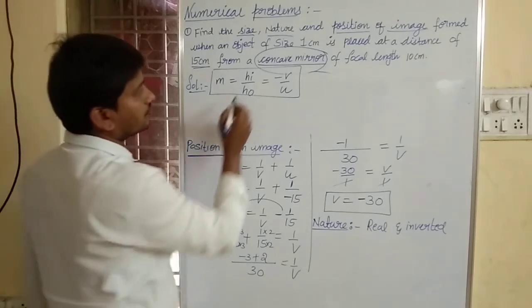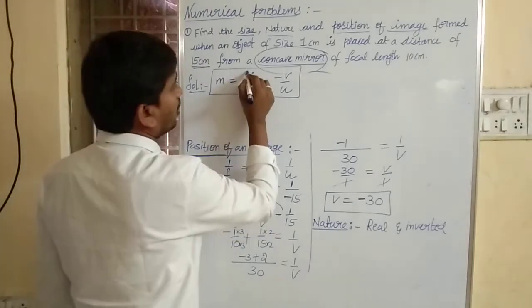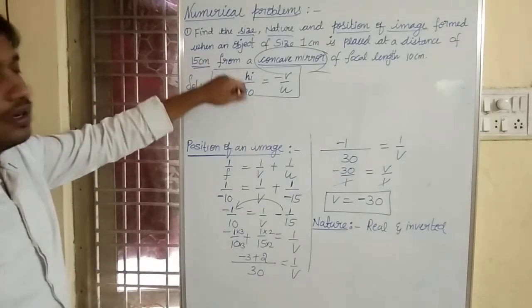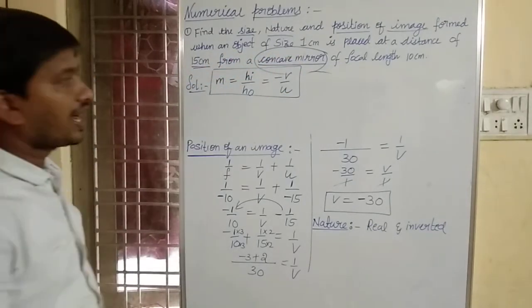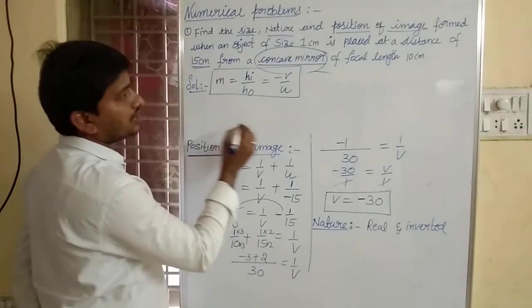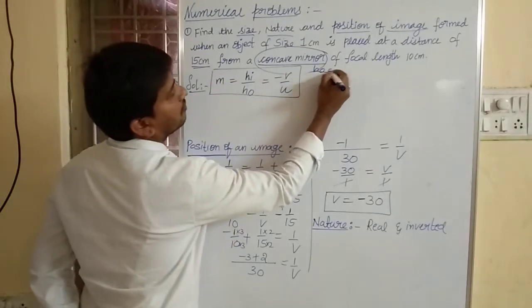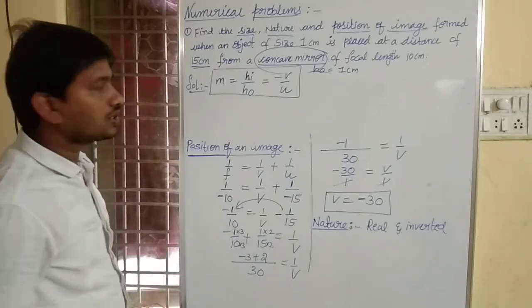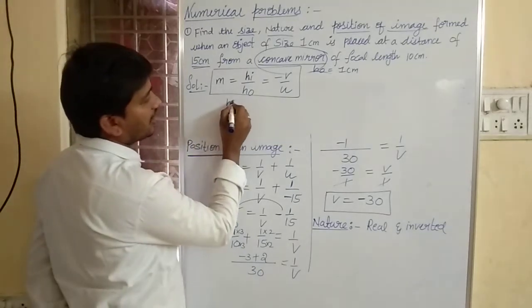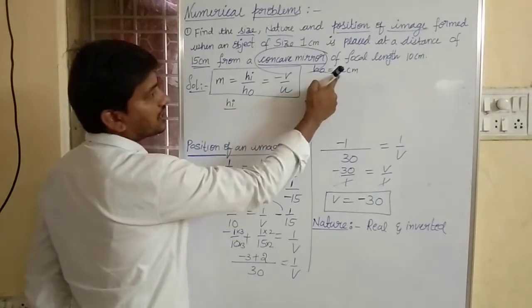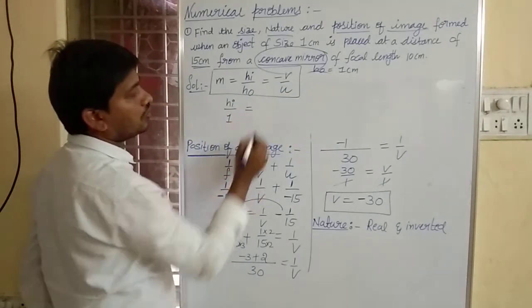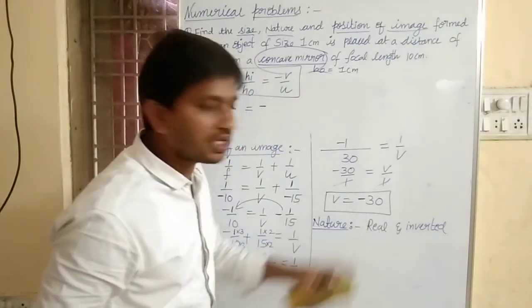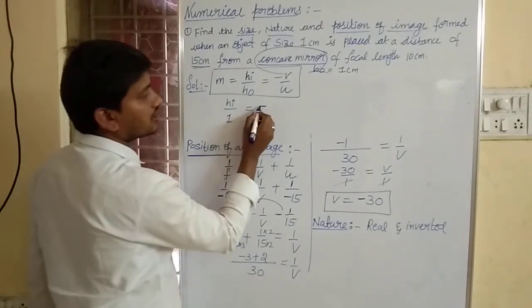So we have to find out the height of the image, but they have given an object of size 1 centimeter. Height of the object is given, h naught equal to 1 centimeter. Okay, let me substitute these values. Height of the image we have to find, hi, and height of the object is 1 centimeter, equal to minus, image distance v, which is minus 30 centimeter.